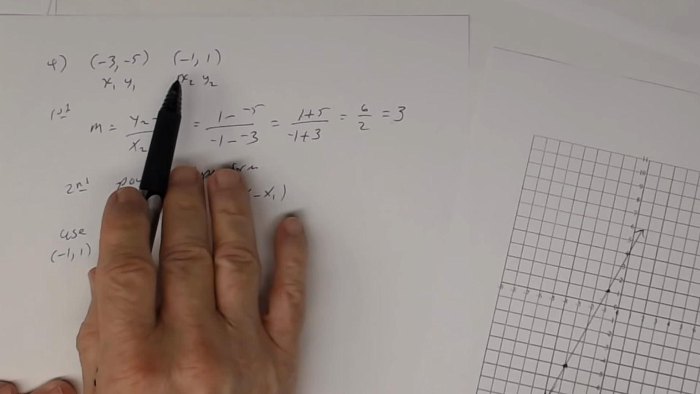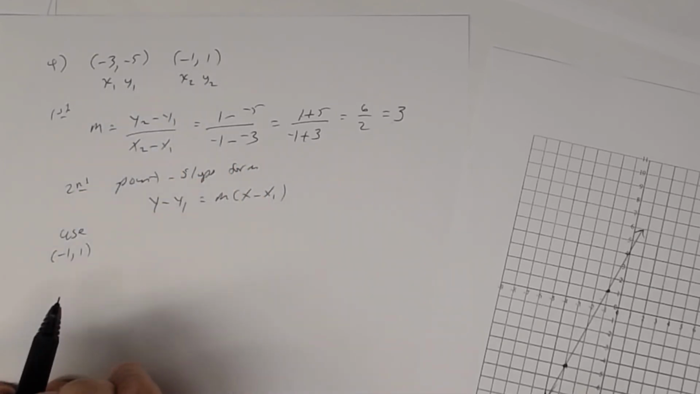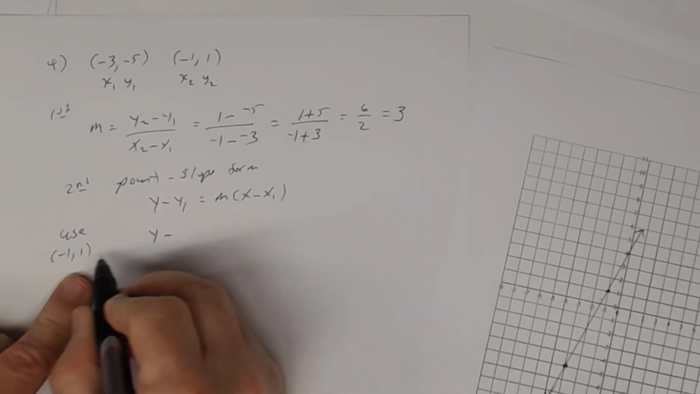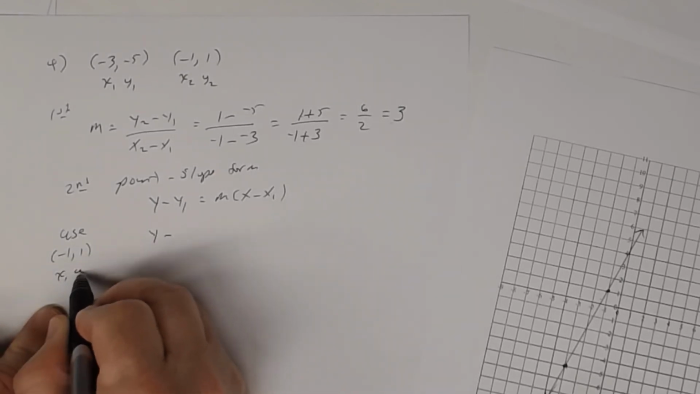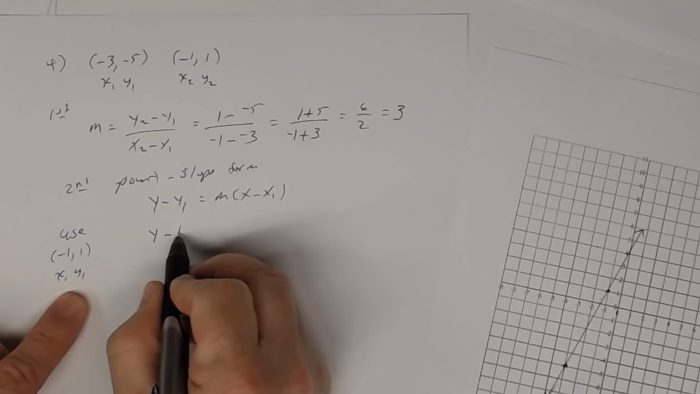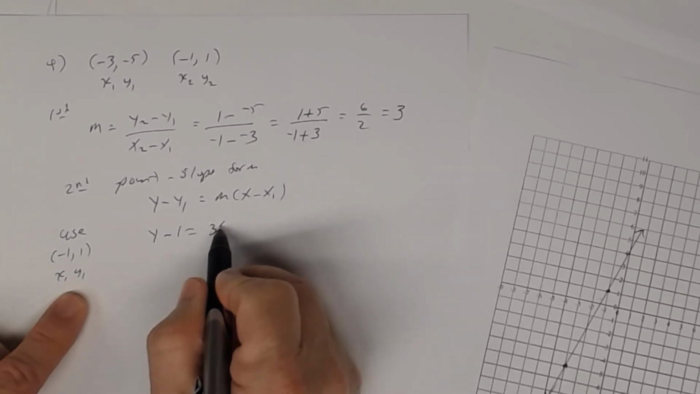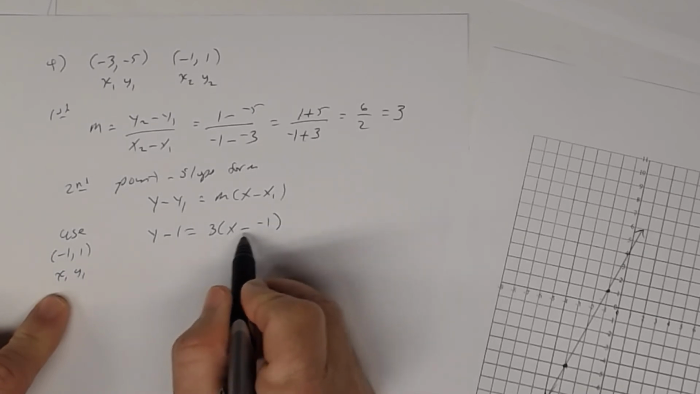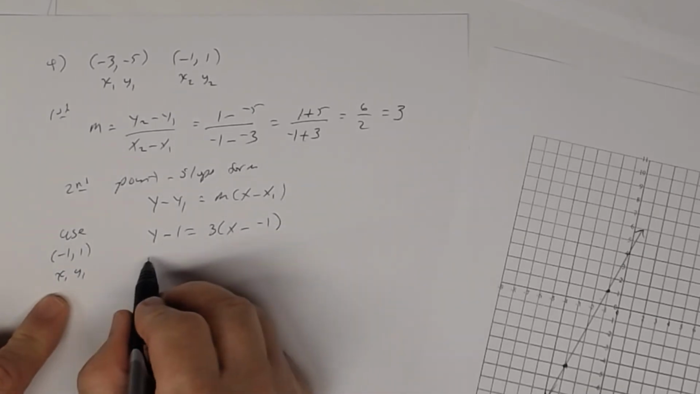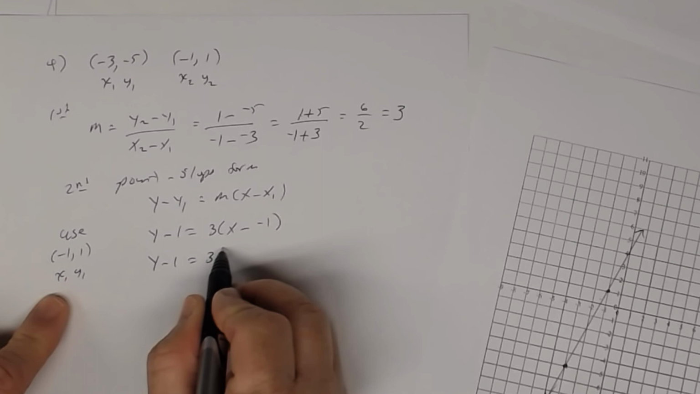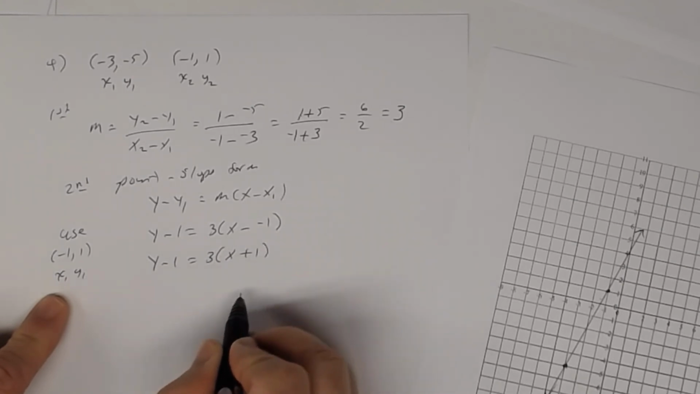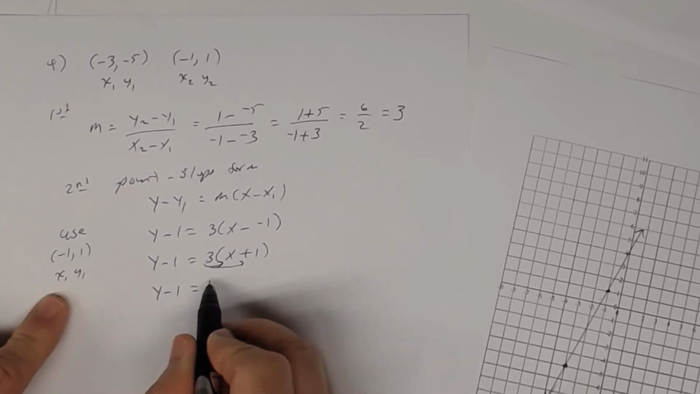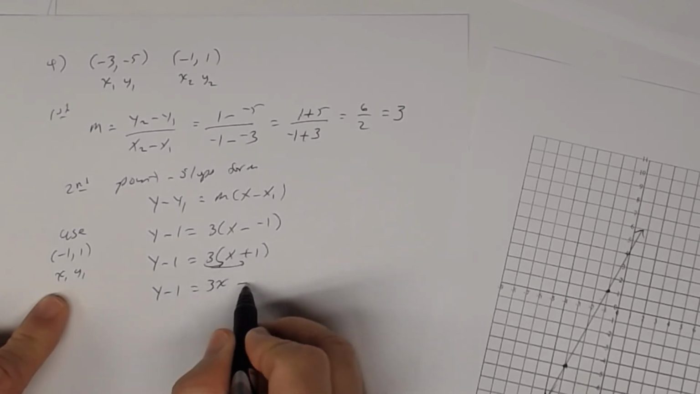Now remember, it doesn't matter, right? You saw that earlier. It did not matter which point you use. All right, so negative 1, 1. So I get y subtract 1 equals the slope, which is 3, times x subtract x1, which is negative 1. Let's go ahead and simplify x subtract negative 1. So I get y minus 1 equals 3 times x plus 1, right? Now go ahead and distribute. I get y minus 1 equals 3x, and then 3 times 1 is 3.